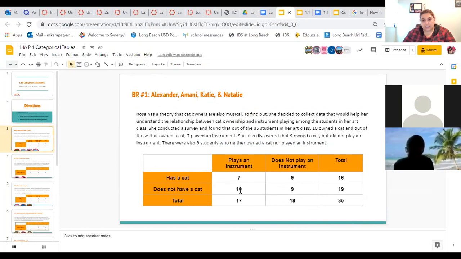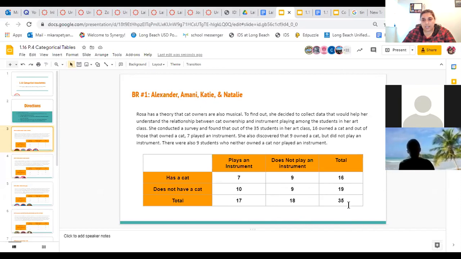And then you guys kind of had to fill in the rest, right? So we have 10 kids that didn't play an instrument but don't have a cat here. That was not given to you. You're absolutely correct, Janelle. So you kind of had to work backwards, right? So let's see if there's any differences in your breakout room.